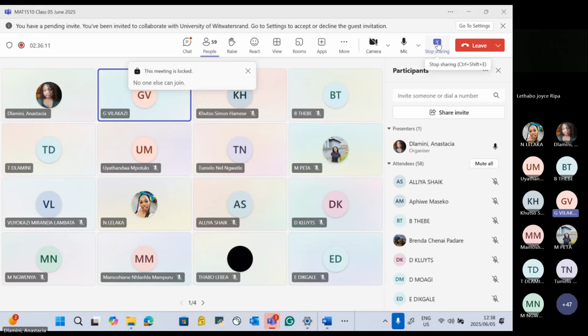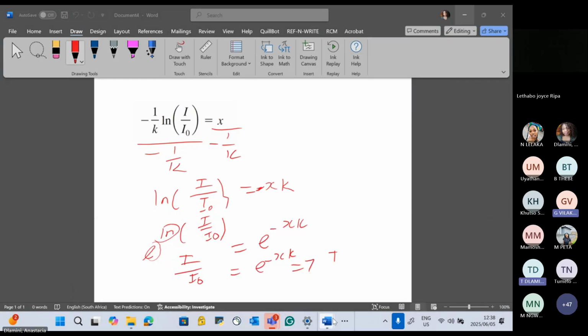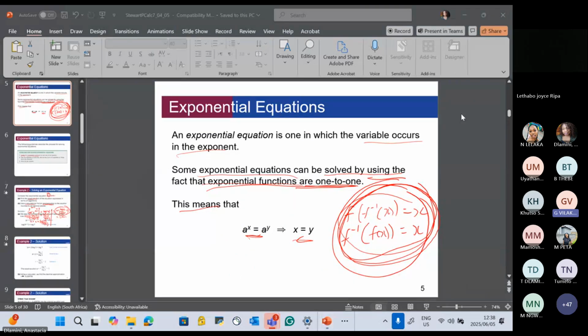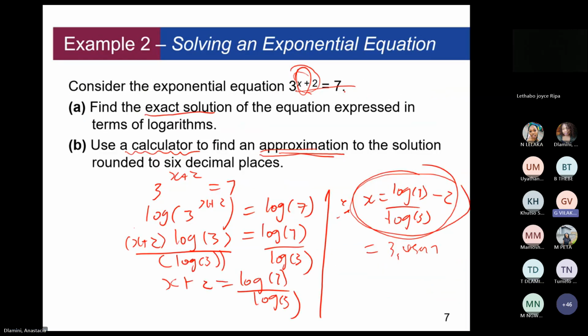Ma'am, can I ask a question? Regarding this work? Yes, ma'am. Alrighty. I just wanted to ask about the first example we did. Yes, ma'am. But ma'am, here I tried to use ln, and I got the same answer.